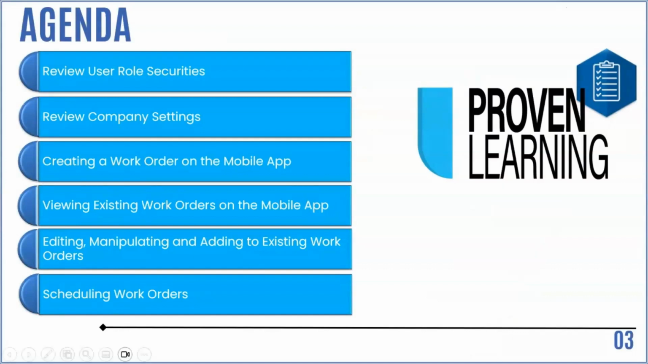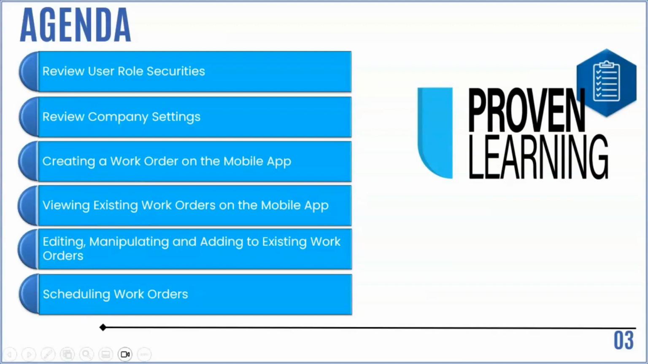Before we jump into this Proven Learning session, I want to quickly give you an overview of what we are going to be covering today. Prior to diving into our new work order creation on our Proven Jobs mobile application, we are going to take a look at the user role securities needed in order for your users to utilize the work orders on the mobile application efficiently and effectively. Then we are going to review the company settings that need to be set in place.